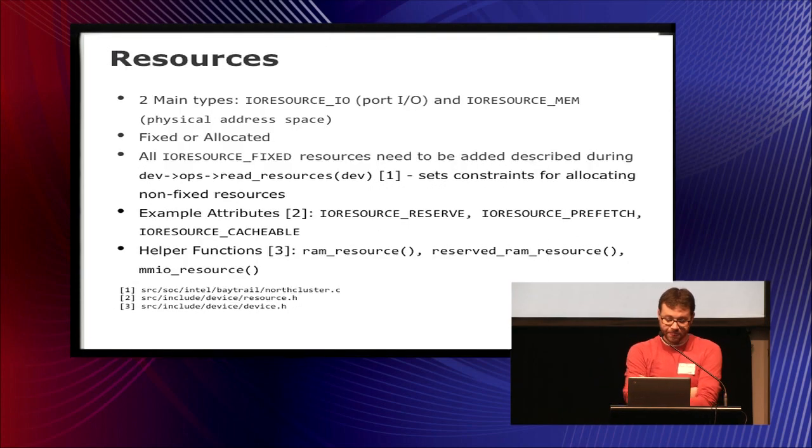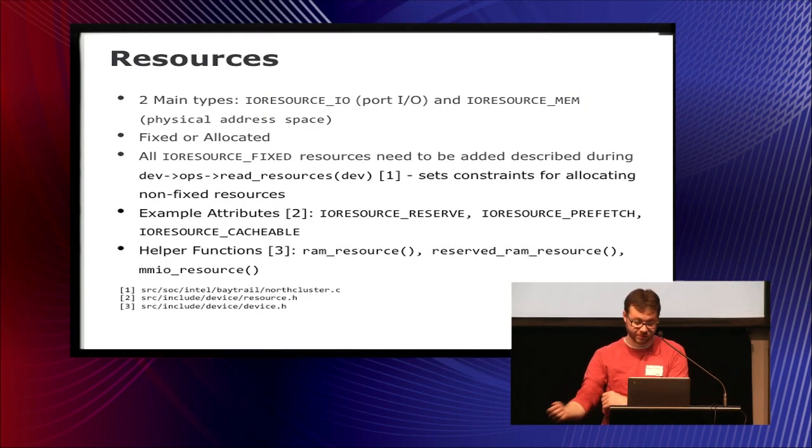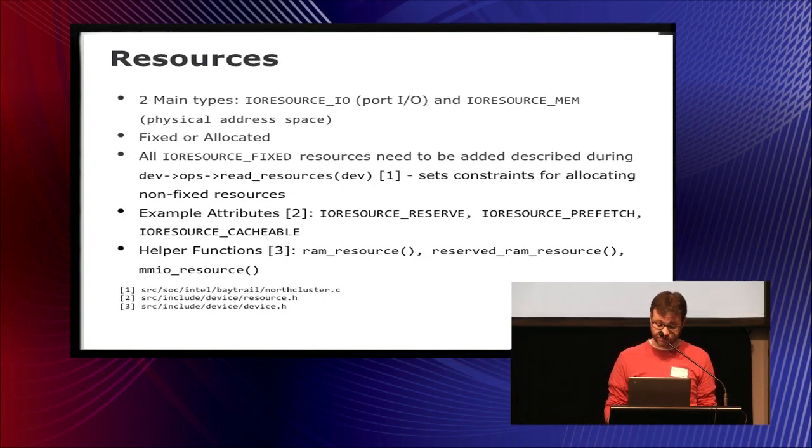At least for x86, there are two main resource types: port I/O and memory physical address space. These resources are very valuable, obviously because they're required for booting, but also because of the way that MTRRs are set up. And there's support for both fixed and allocated resources.